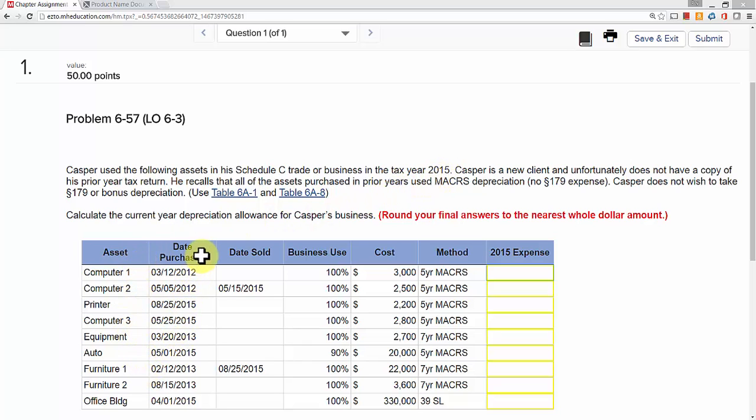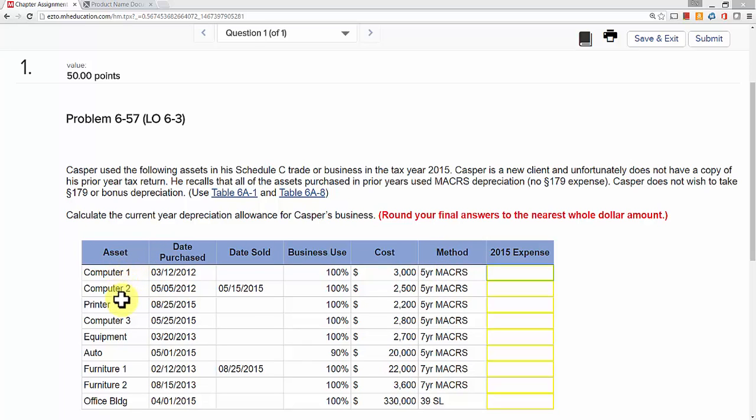And notice that the dates they were purchased is not all 2015, but prior years. We also are told that none of these assets were deducted using Section 179. And we had learned in Chapter 6, 179 would accelerate the deduction of the cost to the year purchased versus spreading out the deduction over the useful life. We're given the cost of each asset and its classification, the class lives.